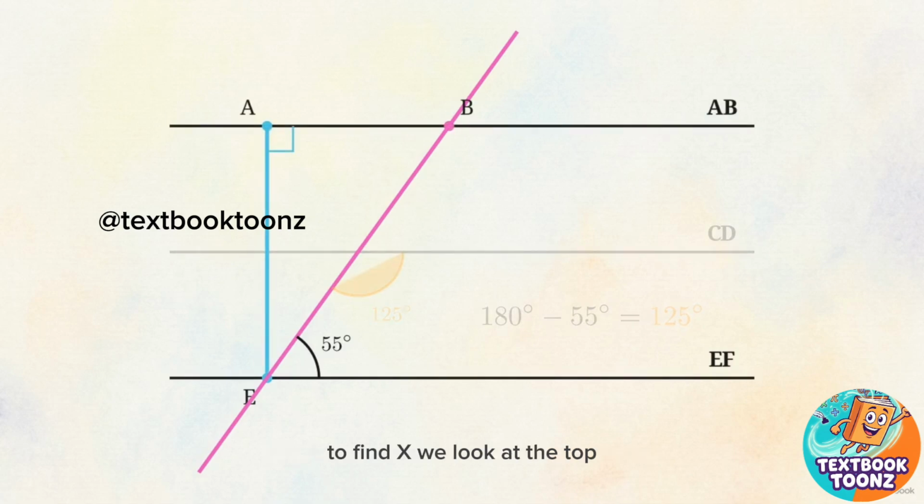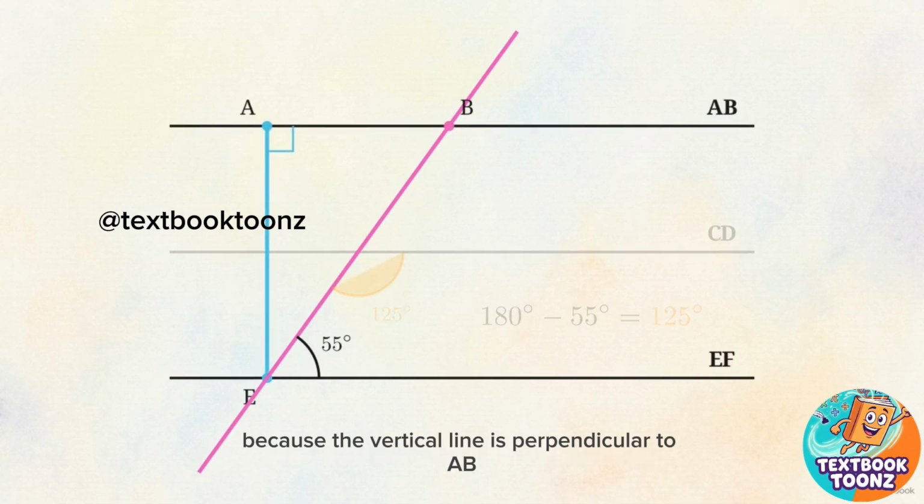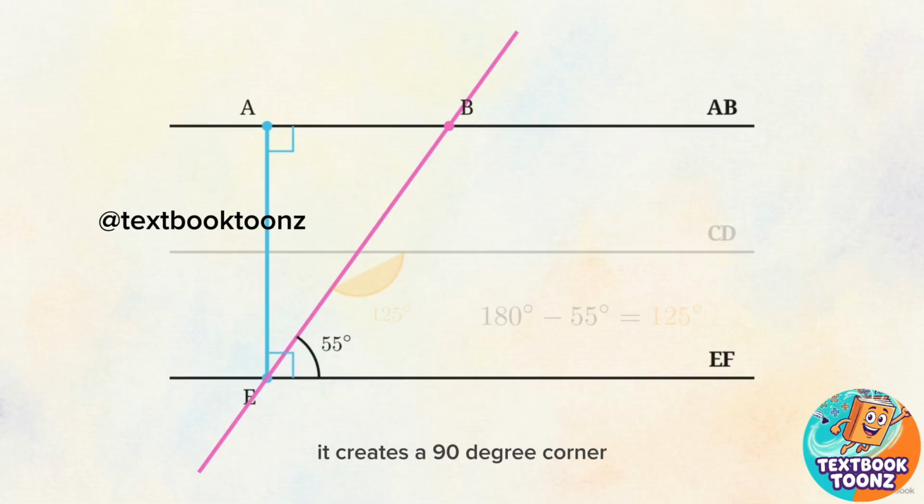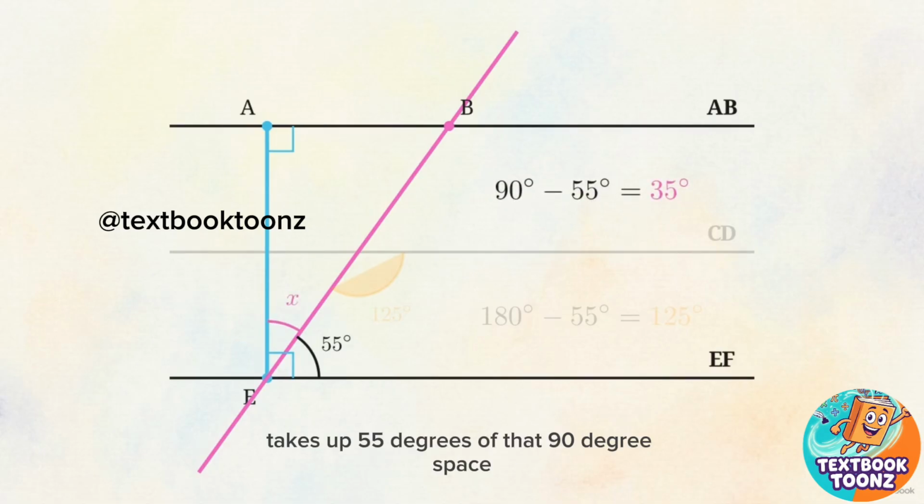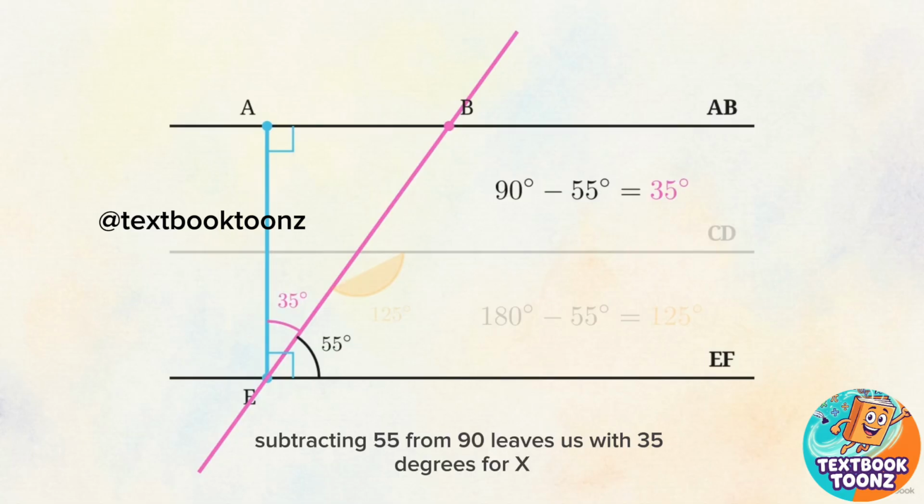To find X, we look at the top. Because the vertical line is perpendicular to AB, it creates a 90-degree corner. And since AB is parallel to EF, that entire corner at the bottom must also be a right angle. The transversal takes up 55 degrees of that 90-degree space. Subtracting 55 from 90 leaves us with 35 degrees for X.